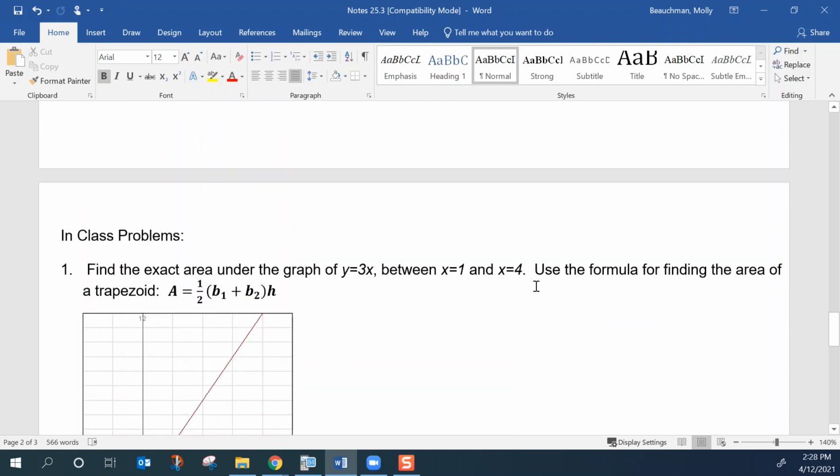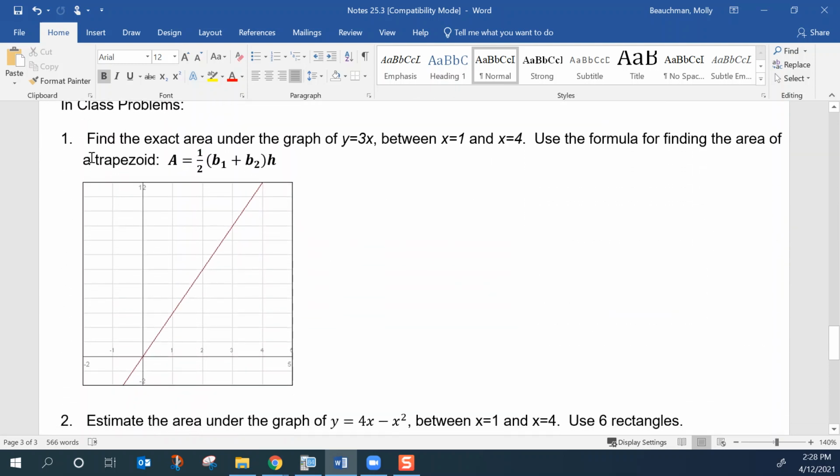Okay, so an example problem. First, find the exact area under the graph of y equals 3x between x equals 1 and x equals 4. Notice this is going to give us a trapezoid, so we don't need to cut it into rectangles. When x equals 1 and x equals 4 it makes this geometric shape. So we need to find the lengths of each of our sides, and then the height of our trapezoid between 1 and 4, which is 3. 4 minus 1 is 3.